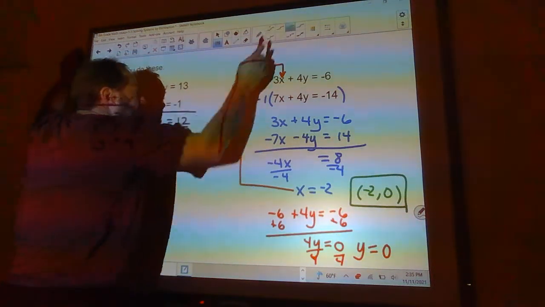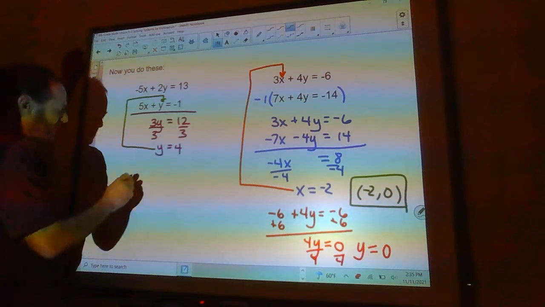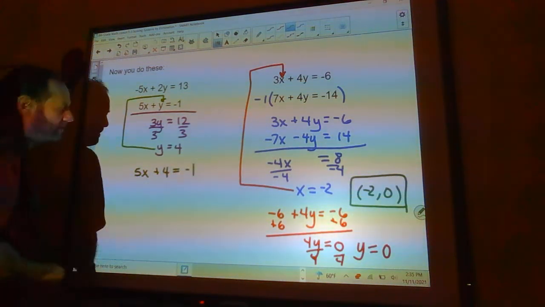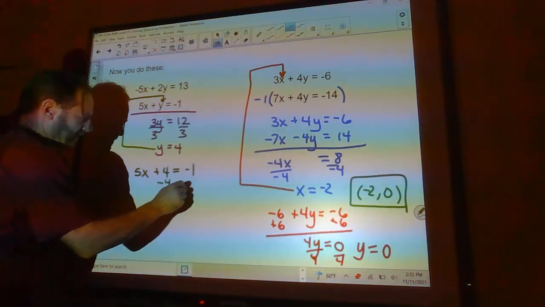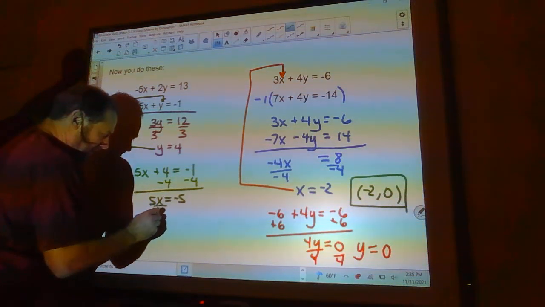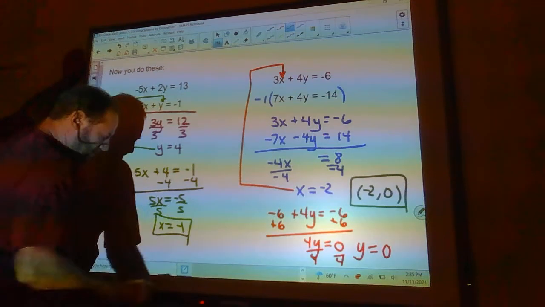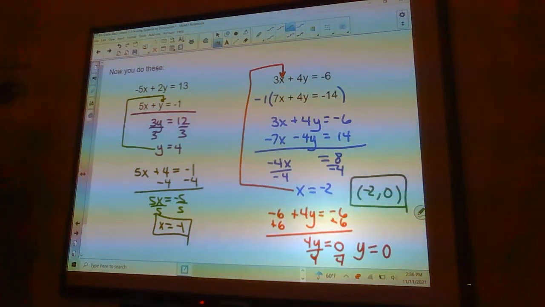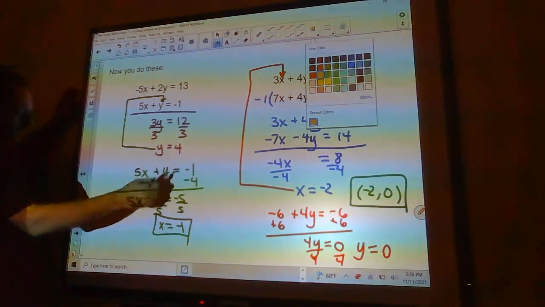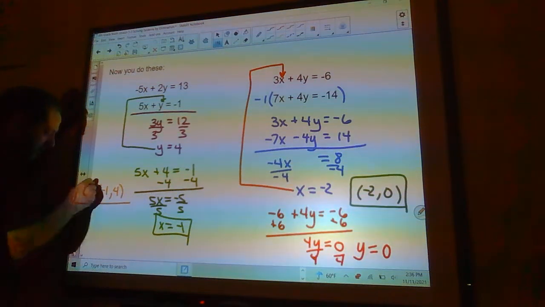All right, so then this is going to go in right here. This is the easiest way to do it. 5x plus 4 is -1. I can go ahead and subtract 4 and divide by 5. Boom, -1. Okay, so my answer then is, let's see, the x comes first, -1, y is 4, and I'm done.